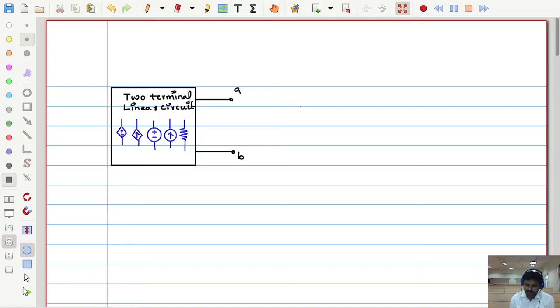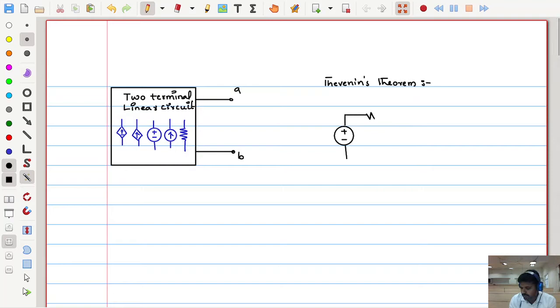Alright. So in the last sessions we discussed Thevenin's theorem. According to Thevenin's theorem, we can replace this two-terminal linear circuit by a single voltage source in series with a single resistor whose values are Thevenin's voltage VTH and Thevenin's resistance RTH.